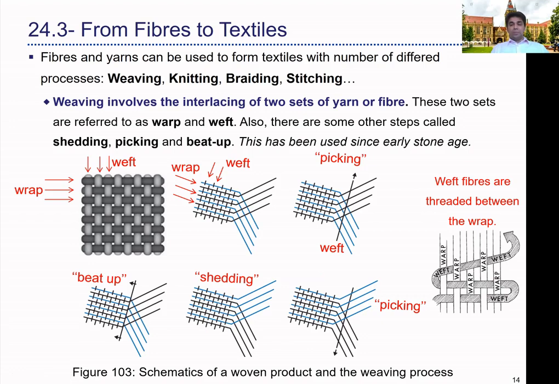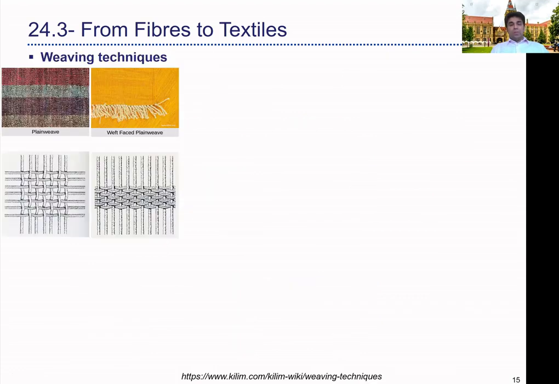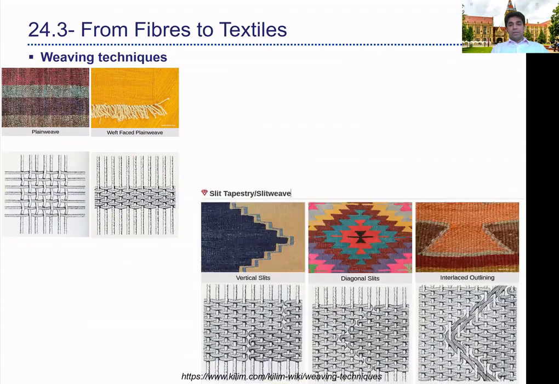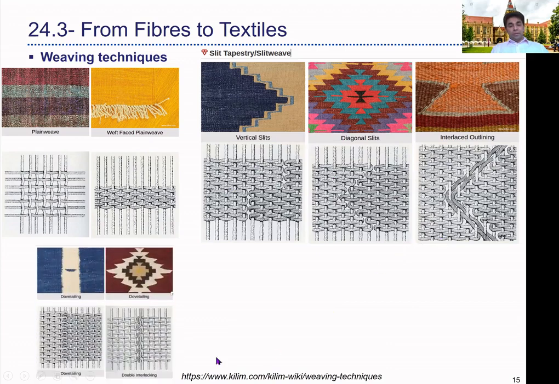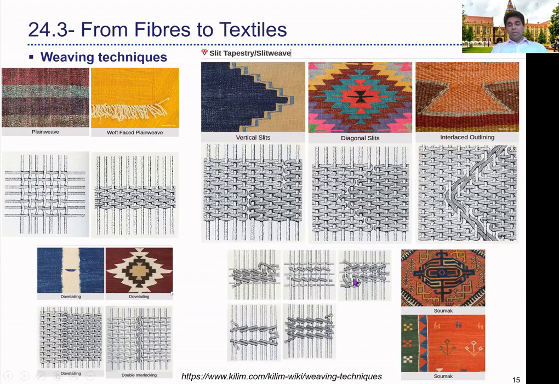Here are some examples of textiles which are manufactured using weaving techniques. You can have very basic designs, and we can even have some patterns if you need. You can see the arrangement of the warp and weft fibers here. There are some other possible arrangements too. There are so many things that we can do with the weaving technique, but if you do it manually, it is going to be a really slow process.